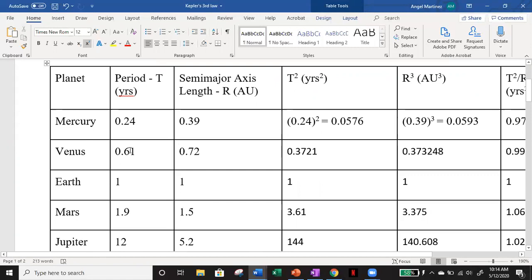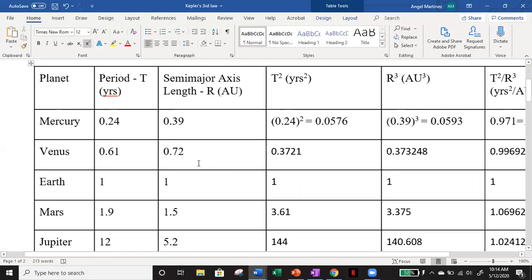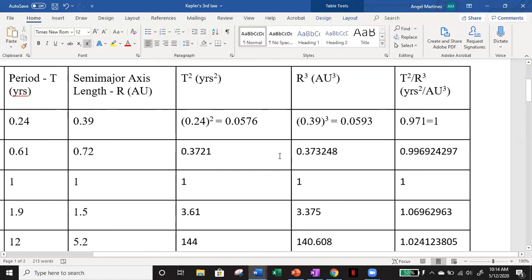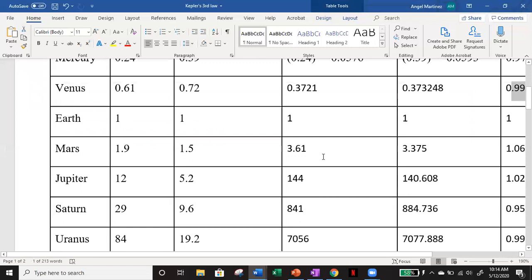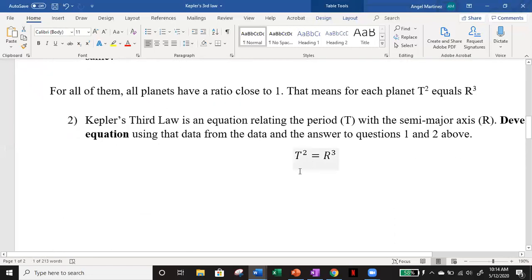So let's look at Venus. Venus 0.61 for T, 0.72 for R. T squared, we got this number. R cubed, we got this number. 0.3721, 0.3732. They're again very close. So again, the T squared, R cubed are basically equal. They're close to 1. And that pattern holds for any other planet of the solar system. And that's how we got this equation.